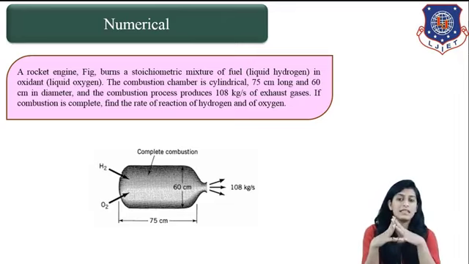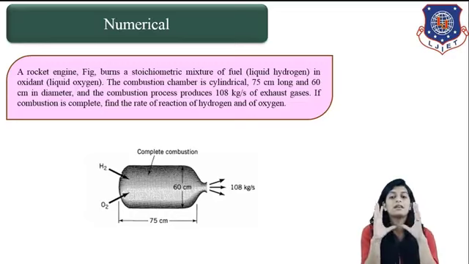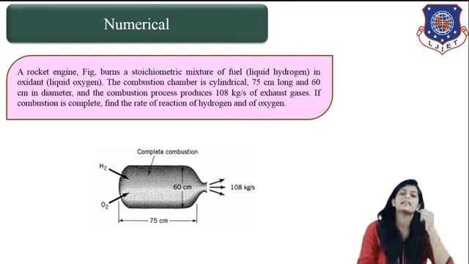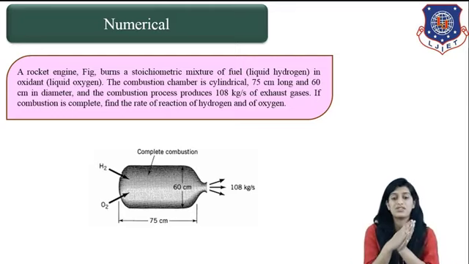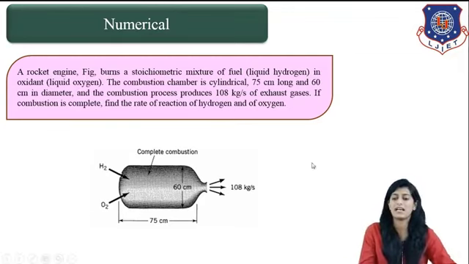As you can see here, we are provided with a problem of a rocket engine. It has been said that the combustion chamber is cylindrical in shape and it is 75 cm long, as you can also see in this picture. The length of the chamber is 75 cm, whereas 60 cm is the diameter of this chamber.